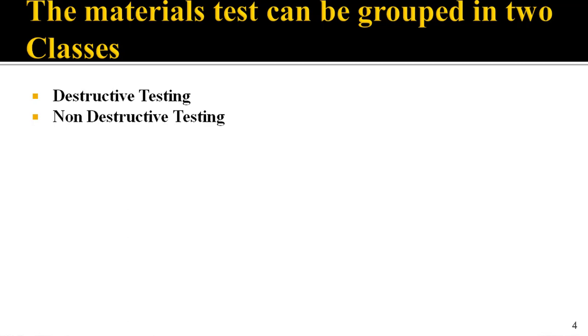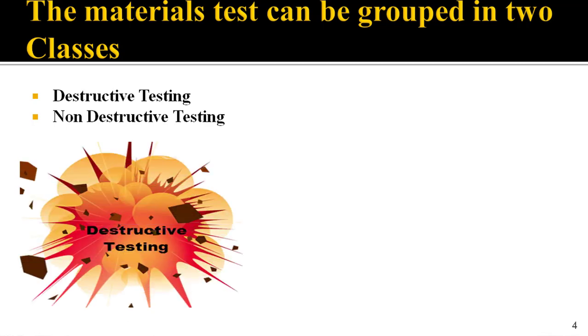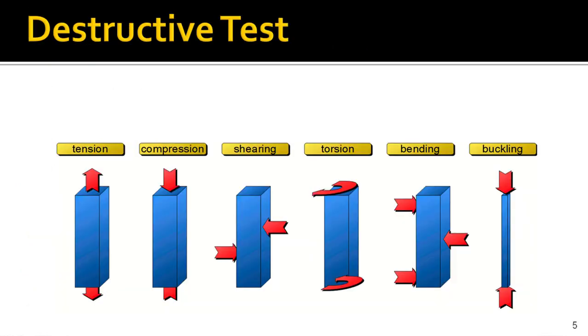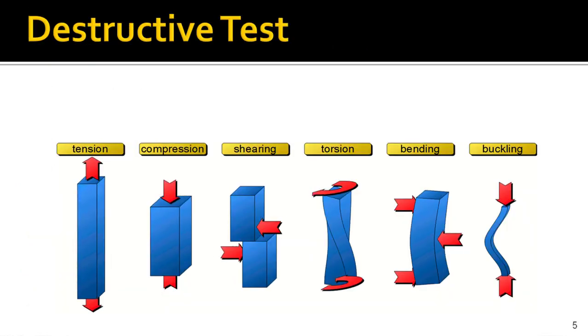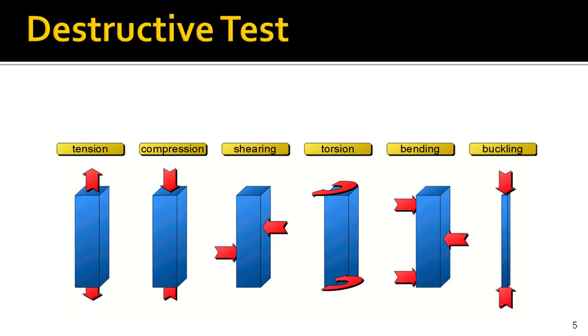Okay, so we can divide these material testings into two parts. One is destructive testing and the second is non-destructive testing. Before starting non-destructive testing, let's talk about what destructive testing is. Destructive testing means if you are testing a particular specimen or particular part, you cannot use that part or specimen again and again because it will be destroyed while testing.